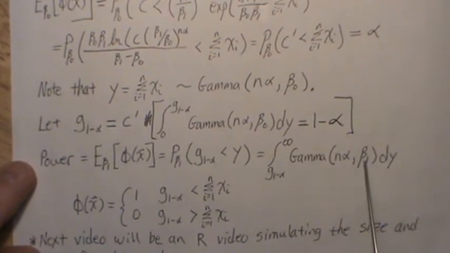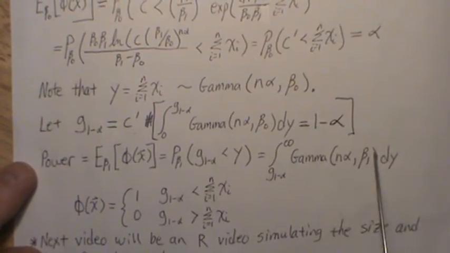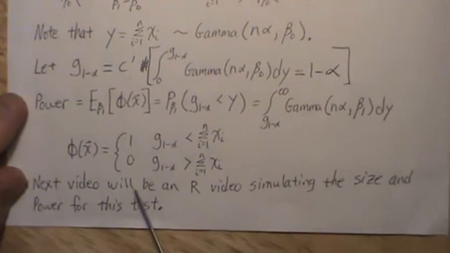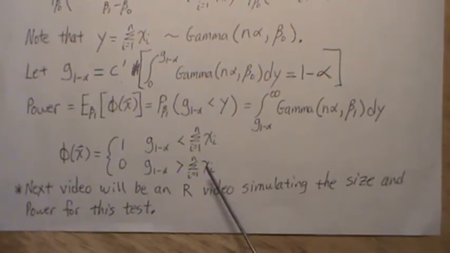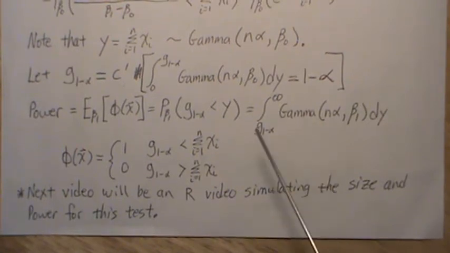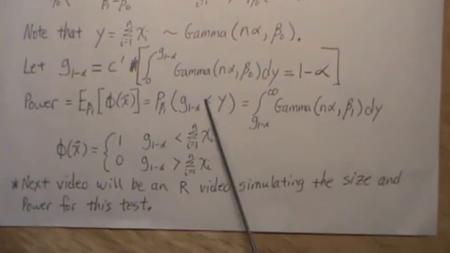alpha and beta 1, right? We're assuming the alternative is true. And that's power. Now, I didn't have specific numbers, but in the next video, we're going to do an R video simulating the size and the power for this test.